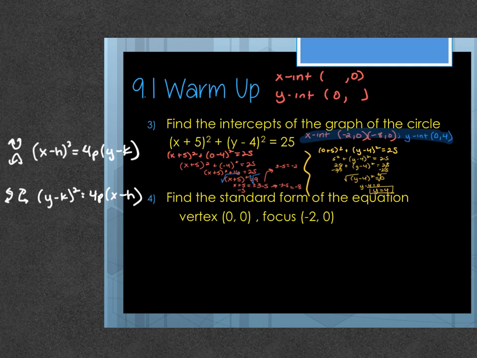So for number 4, the vertex 0, 0, that means that's my h and my k. And a focus of negative 2, I'm going to graph. So 0, 0, negative 2, 0. This is my vertex. This is my focus. Again, for me, I love the visual. It helps me. I know already that this points left, which means it's a y squared with a negative 4p.